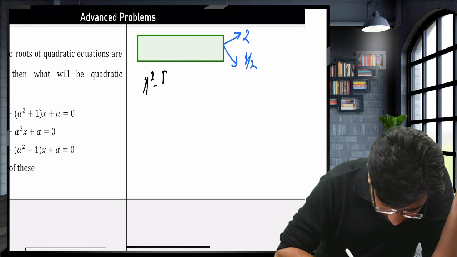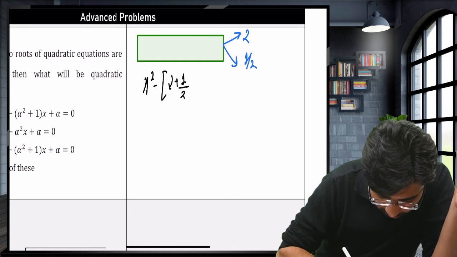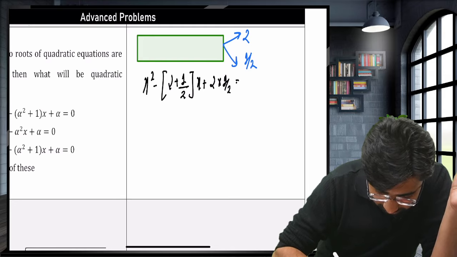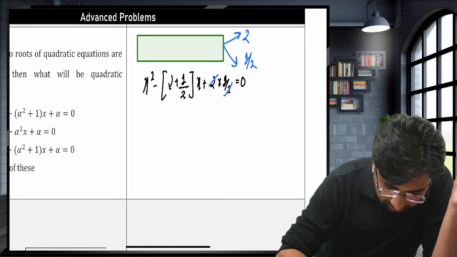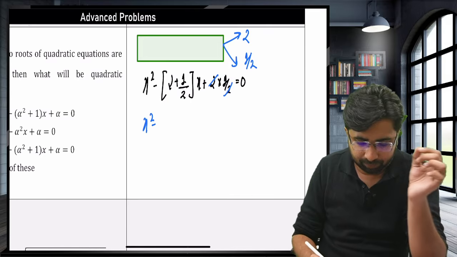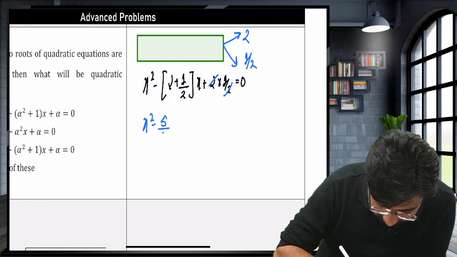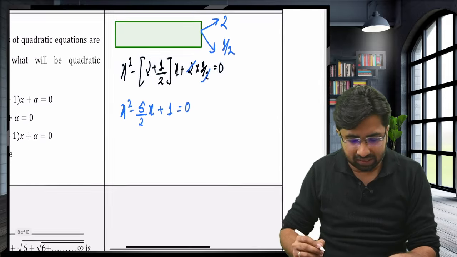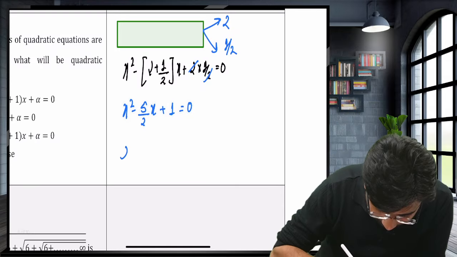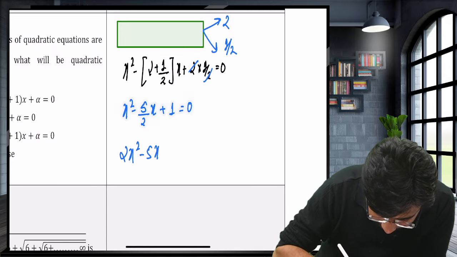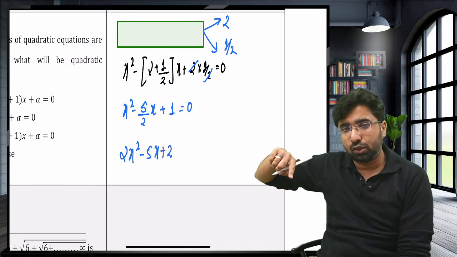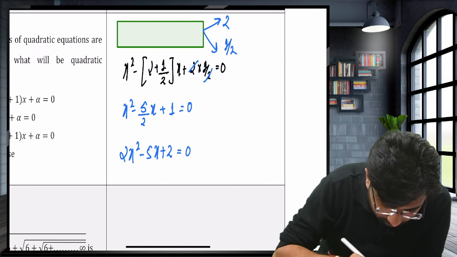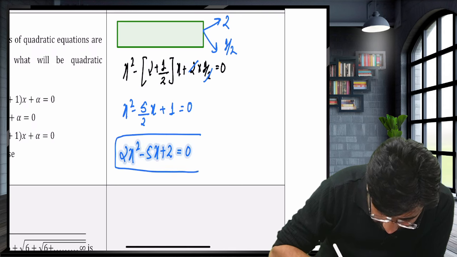X square minus the sum of the roots into x plus the product of the roots is equal to 0. So guys, how much? X square minus 5 by 2 x plus 1 is equal to 0. Guys, now I will write directly. If you take the LCM as 2 and cross multiply, 2x square minus 5x plus 2 upon 2 is equal to 0. You will send the 2 over there, 0 into 2 will be 0. So I will simply write 0.